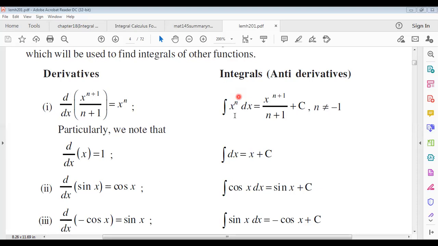So x to the power n integration will be x to the n plus 1 divided by n plus 1. This is the first formula, the power rule, and this is the constant rule. Integration of 1 will be x. Integration of 1 will be x, but differentiation of x is 1. This is the opposite of that. This is why it is called antiderivatives.